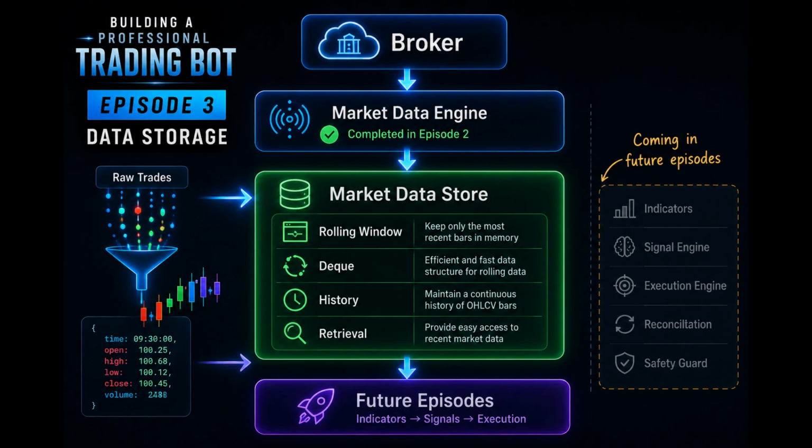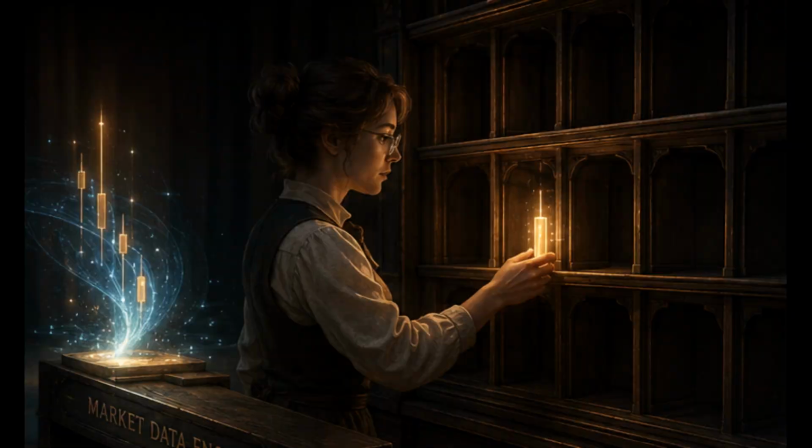In this episode, we'll design a component whose sole responsibility is to maintain that market history, the market data store. We'll look at how to efficiently store market data using rolling windows and deques, how to retrieve recent bars when other components need them, and why a good storage design makes the rest of your trading system both simpler and faster. So, let's get started.